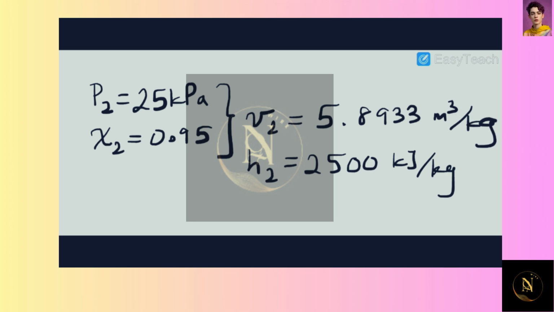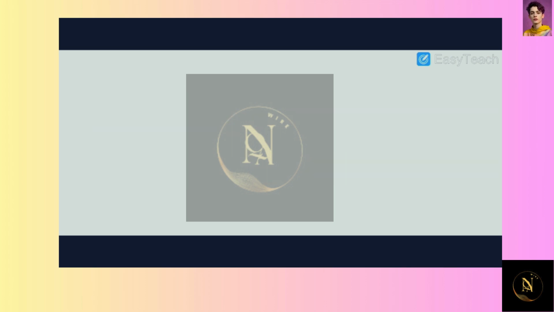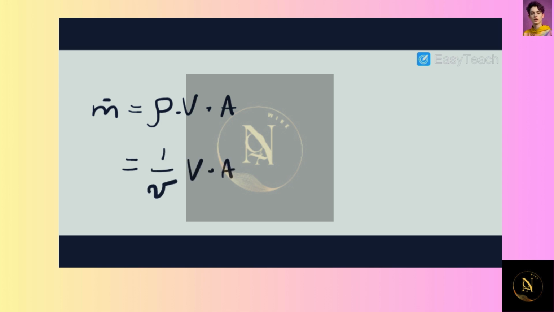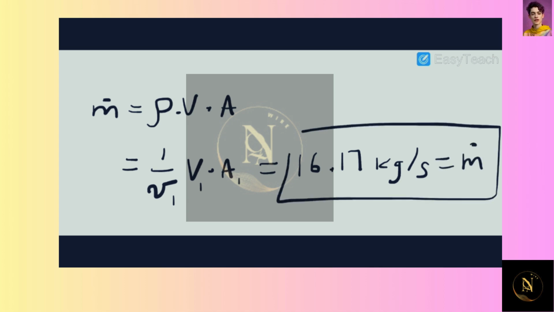Next, we can solve for our mass flow rate going through the turbine. So recall that mass flow rate is equal to rho times velocity times area. And rho can be rewritten as 1 over specific volume. So we can rewrite this as 1 over specific volume, times velocity times A. Now at state 1, we know all of these quantities, so we can go ahead and calculate our m dot, and that's going to be equal to 16.17 kilograms per second. And that is equal to our mass flow rate. So that's one part of our answer.